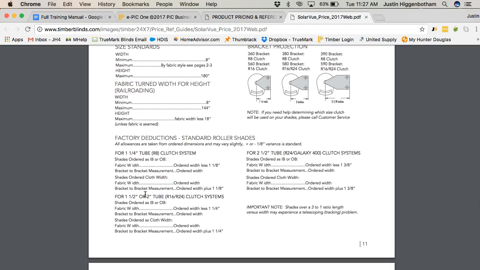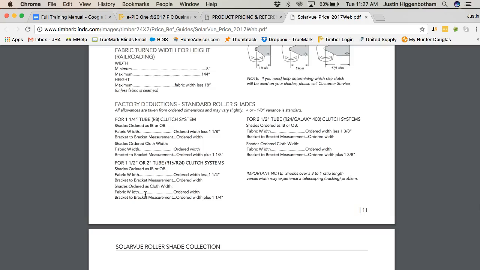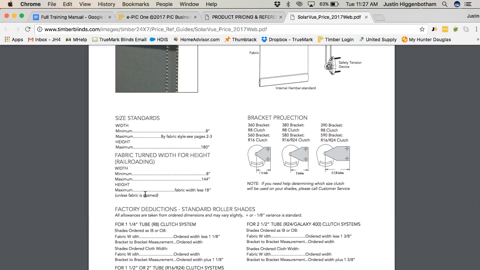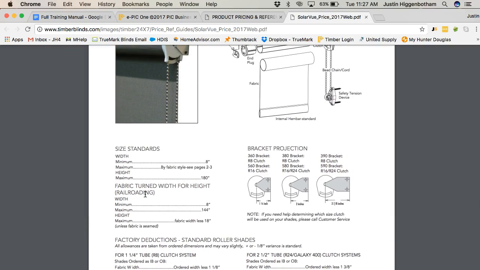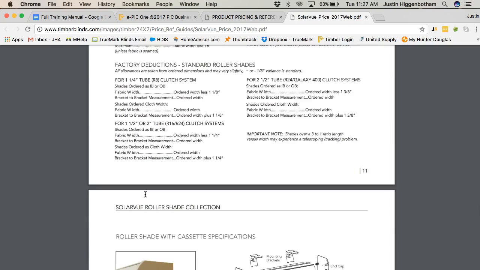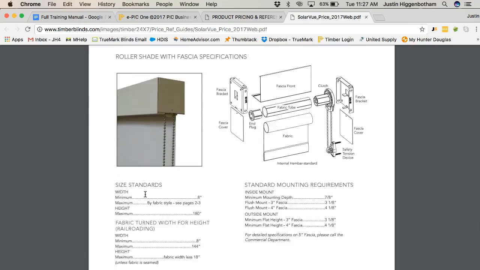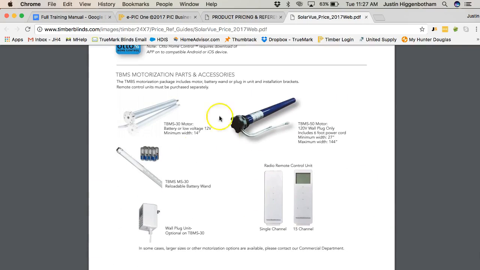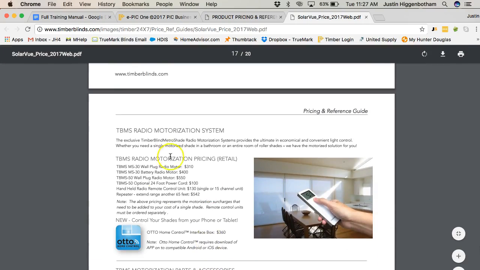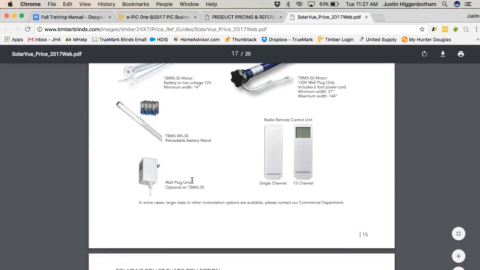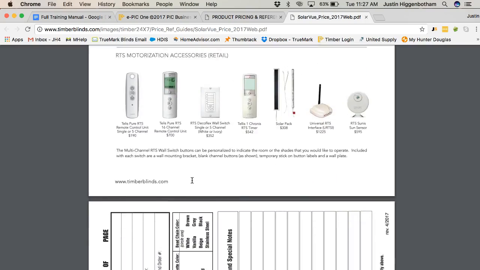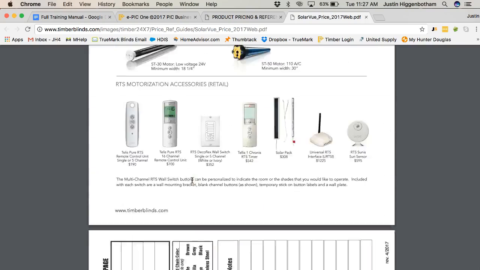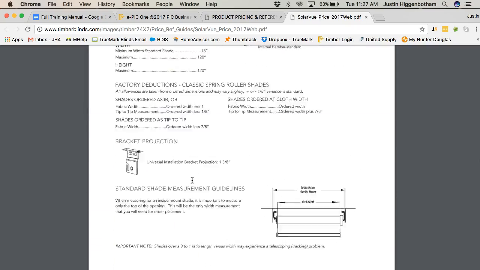But down the road, we'll definitely need you to know the parts of a blind. So if I tell you we need a price on the valance, then you'll know exactly what that is, and you'll be able to get a price on it. If you just go through this, there's some motorization pieces. There's the retail cost for the motorization and all that stuff. There's where all that is. So that's really it for the reference guide for the roller shades.